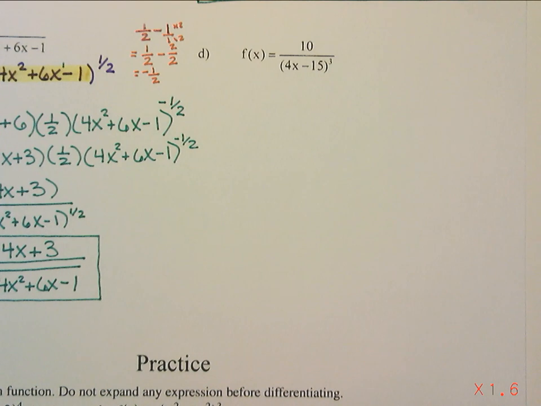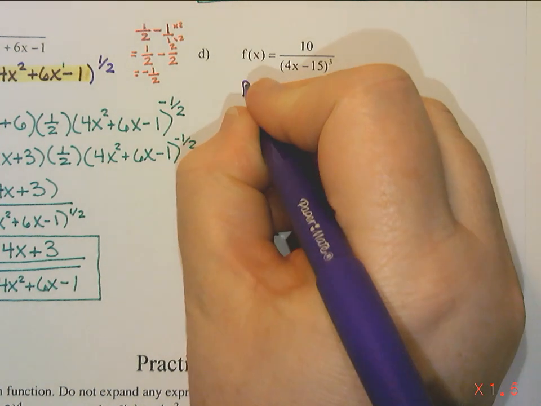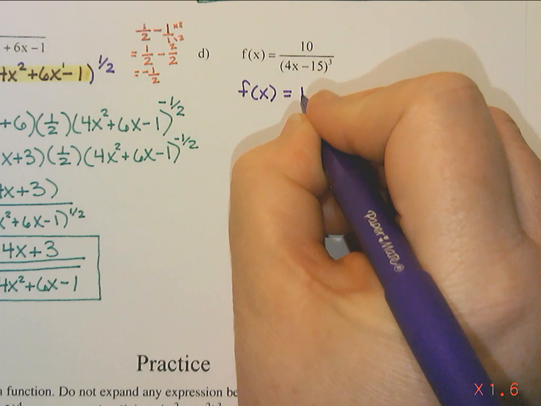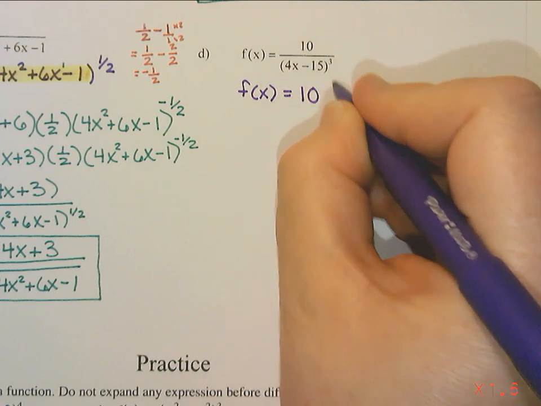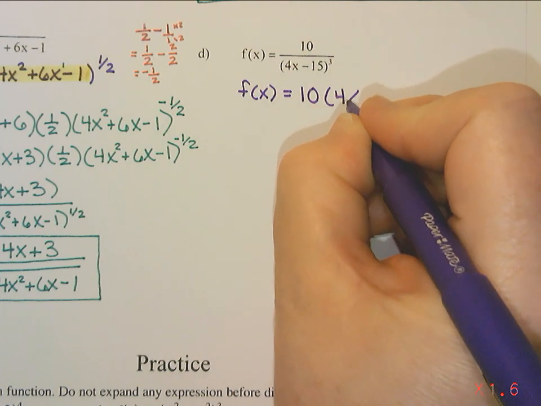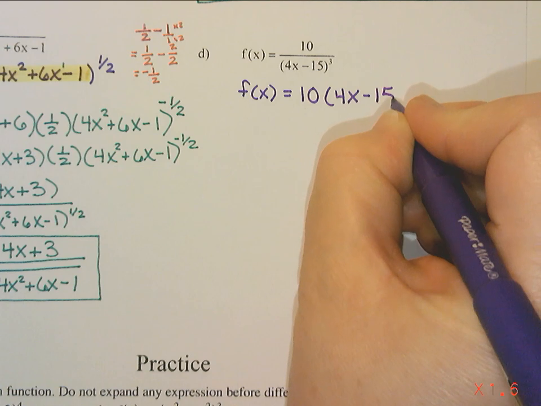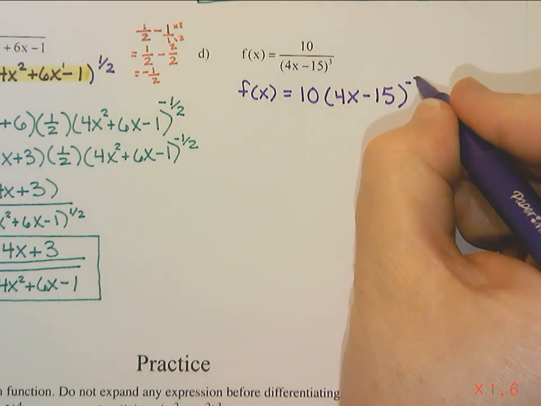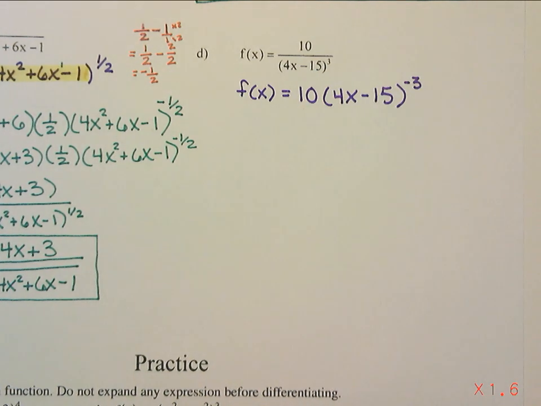So I'm going to rewrite this as f of x equals, there's still a 10, and then I want to bring the 4x minus 15 up out of that denominator. When I do that, I need to use a negative exponent, right? Negative exponents make fractions, so if we're trying to pull something up out of the denominator, we need to use a negative exponent for that.